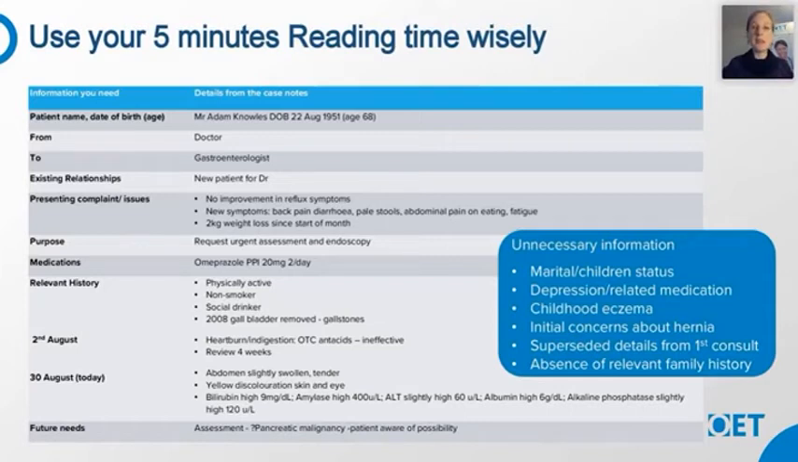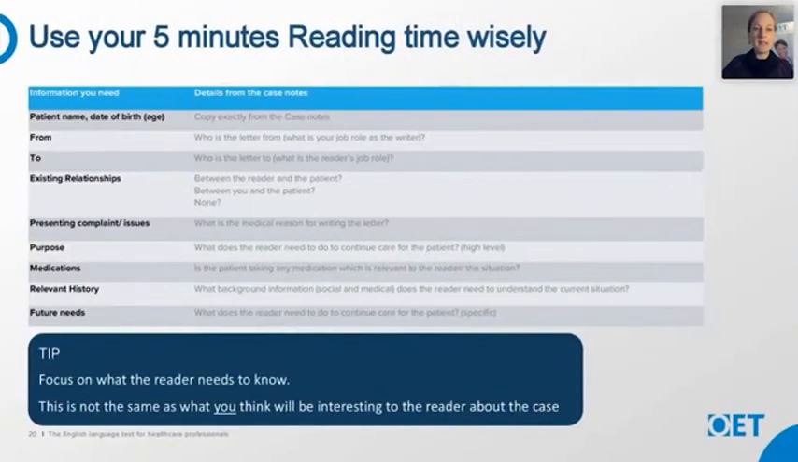So things like his marital and children status, his depression and related medication, his childhood eczema, his initial concerns about hernia, plus a few details from the first consultation, and the absence of any relevant family history, because none of those details is relevant for the gastroenterologist, or for the reason that we're writing to the patient today. So it's worth bearing in mind that what the reader needs to continue care is different to what the reader, or you as the writer, thinks the reader will find interesting about the case.